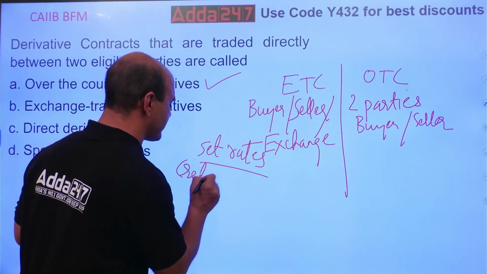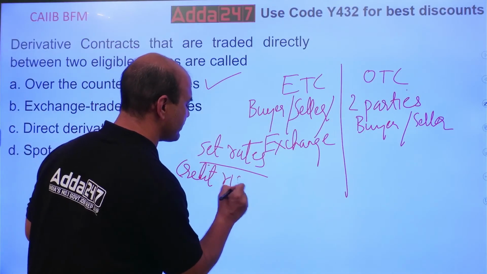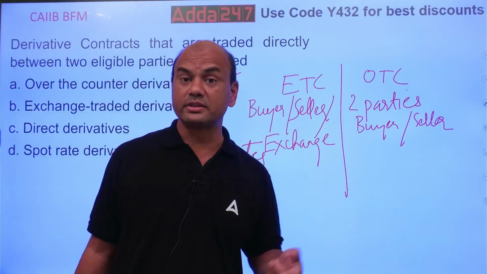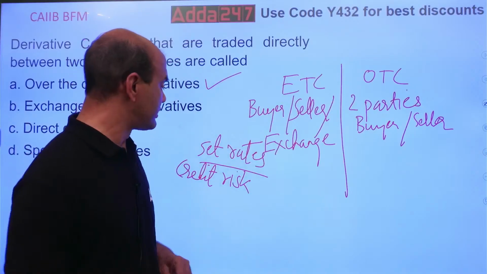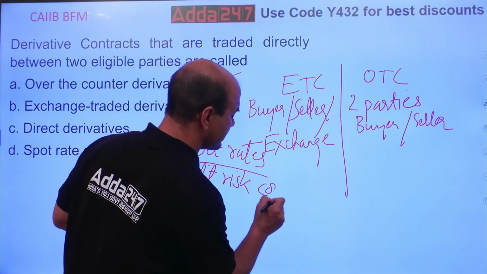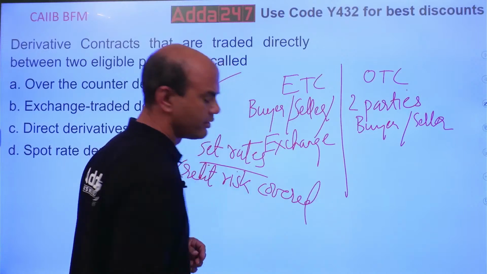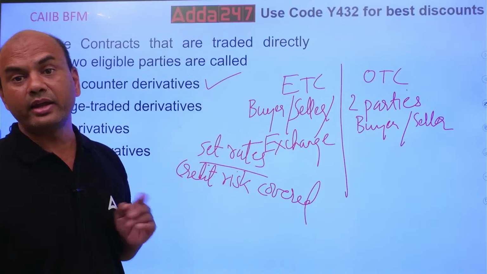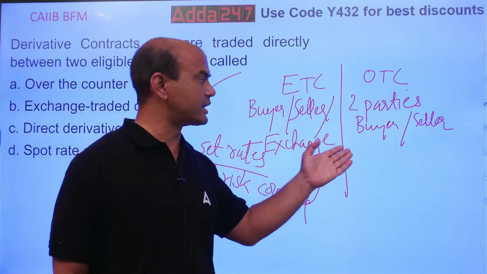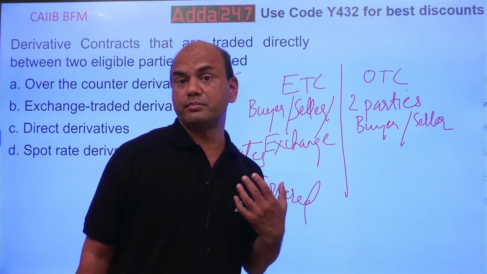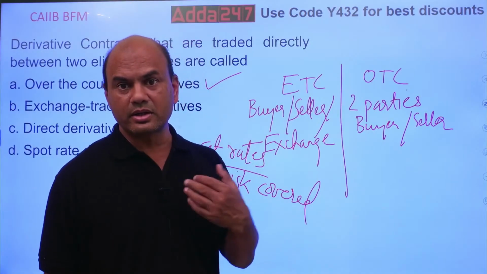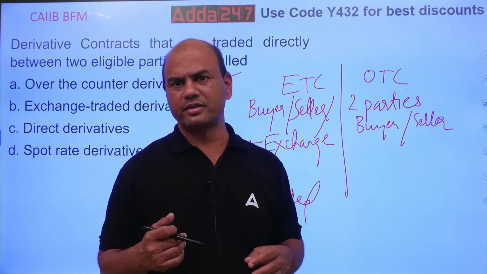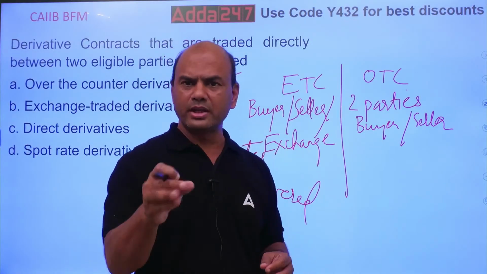Credit risk is very important. What do you mean by credit risk? Here, in OTC, there is always a credit risk involved. But in the exchange, credit risk is covered. What do you mean by credit risk? Here, I am buying the contract, I am buying the dollar, or any commodity. I am buying it, so I'll give you money.